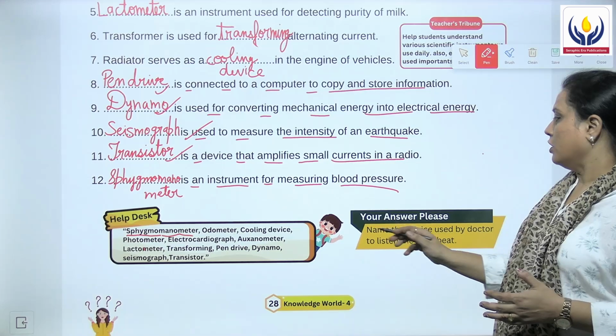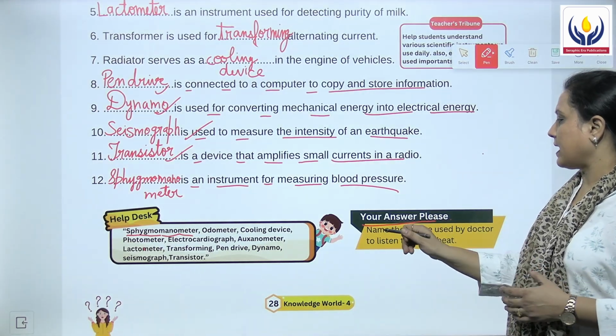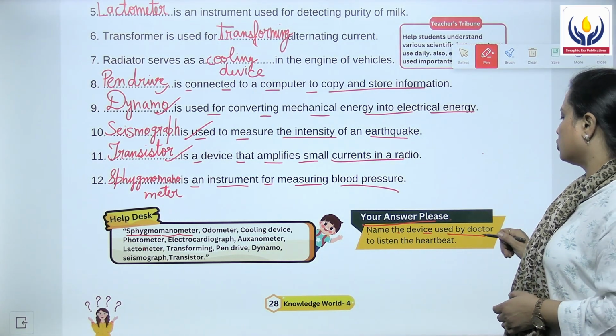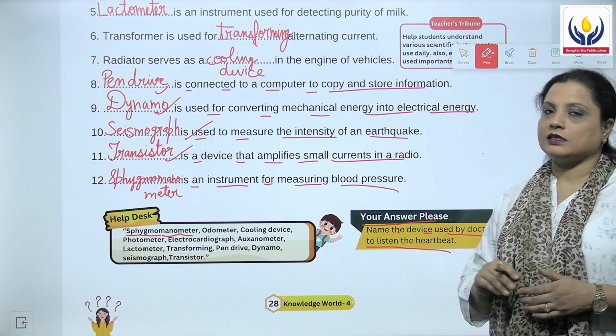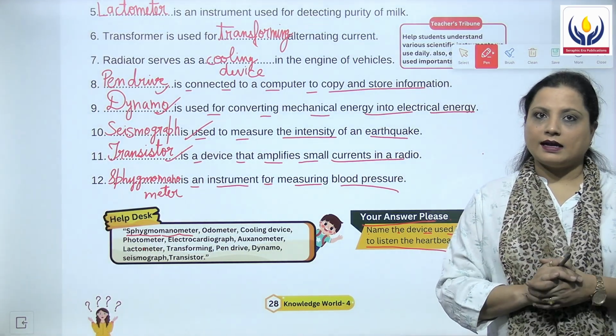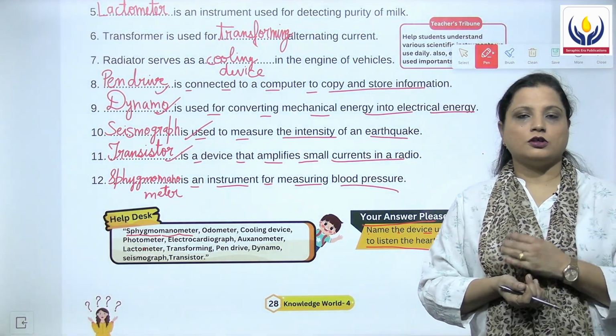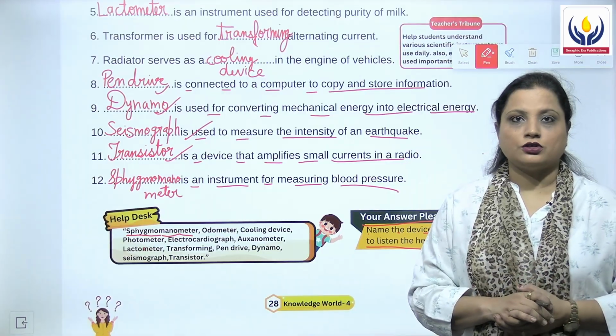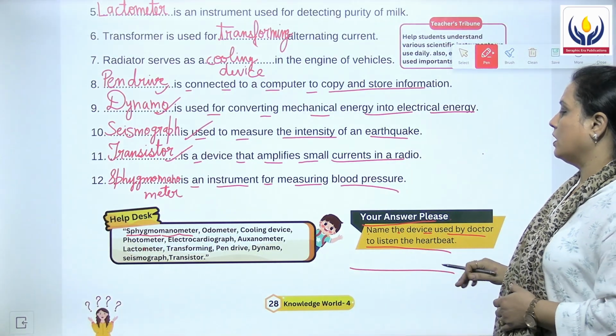Let's now do the your answer please. It says name the device used by doctor to listen the heartbeat, and this is the question for you children. You have to answer this question and write the answer over here.